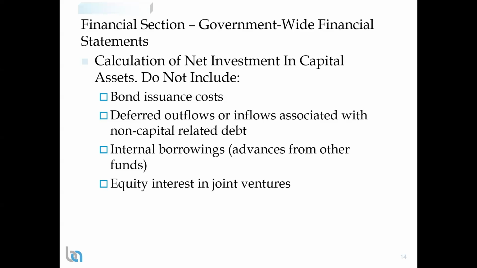Internal borrowings, so you may have interfund advances, those shouldn't be included. And also equity and interest in joint ventures. So you may have a sewer facility that you've jointly constructed with another agency. You report an equity interest in joint venture there. That shouldn't be included in this calculation.